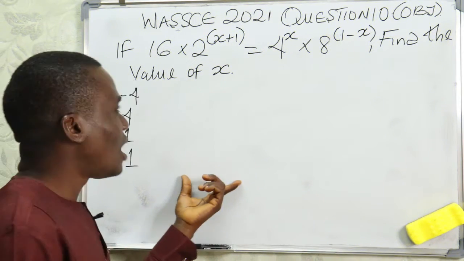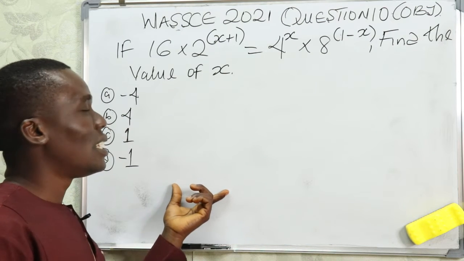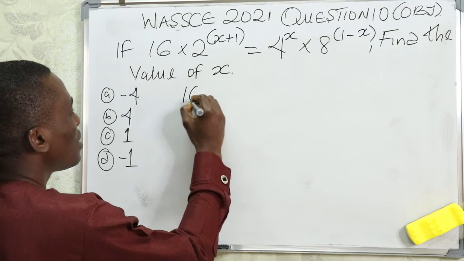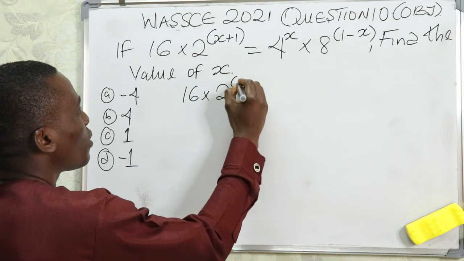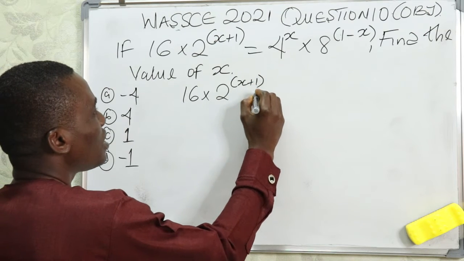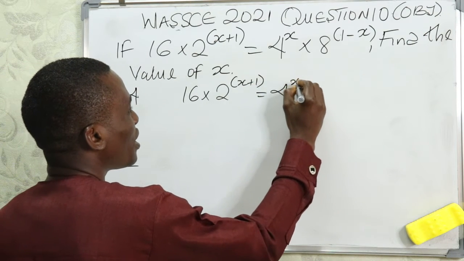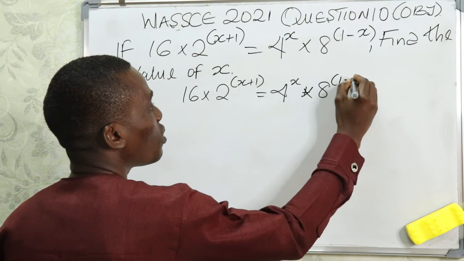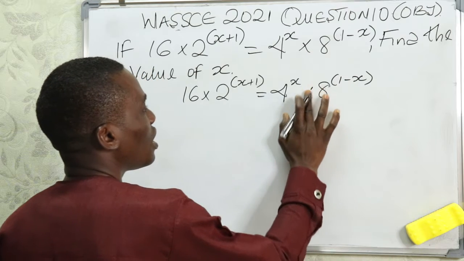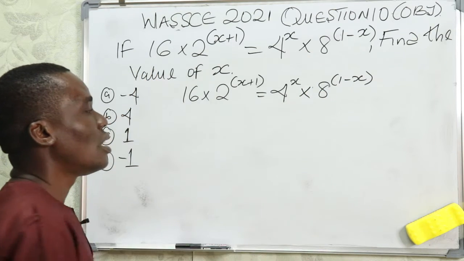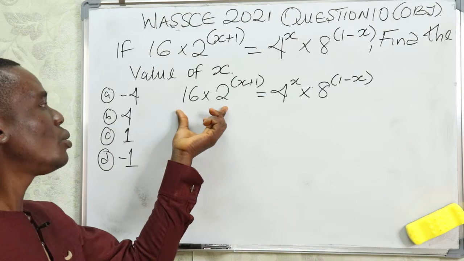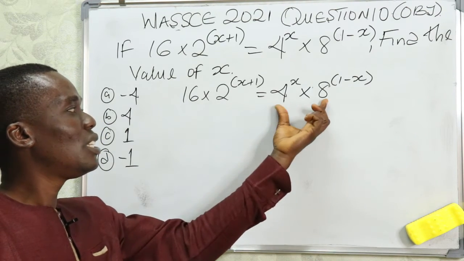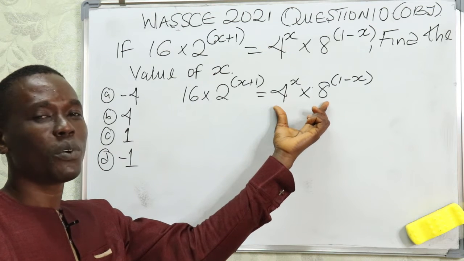Now let's go straight into solving this question. We are told that 16 times 2 raised to power x plus 1 is equal to 4 raised to power x times 8 raised to power 1 minus x. Now we can notice that these two numbers are related with a multiplication sign.